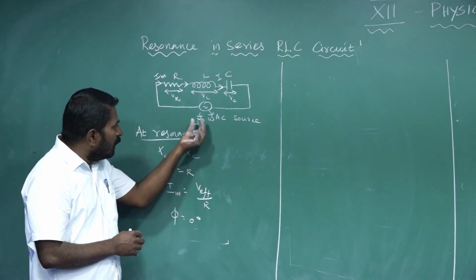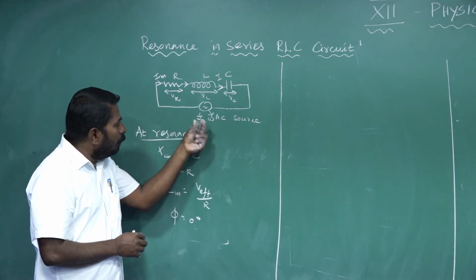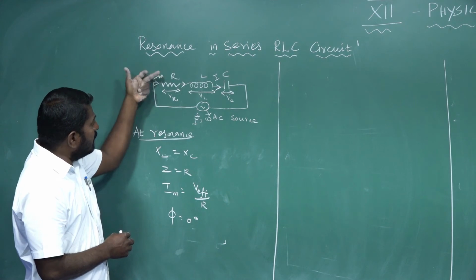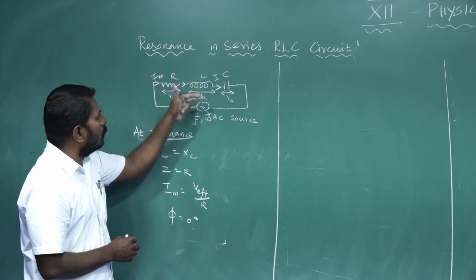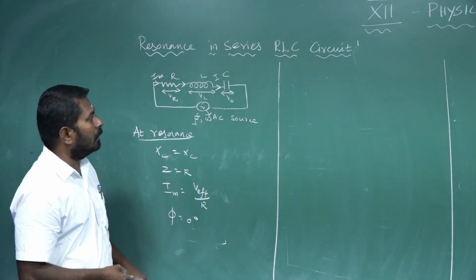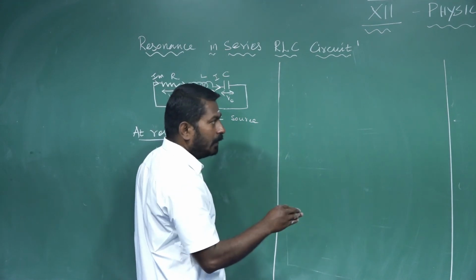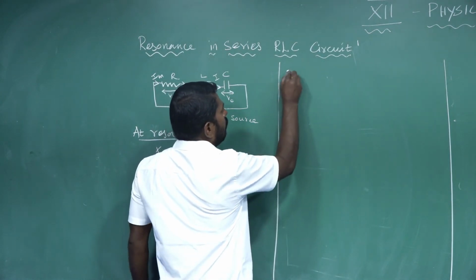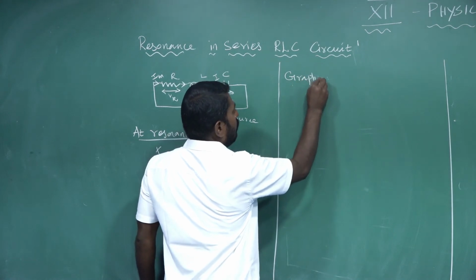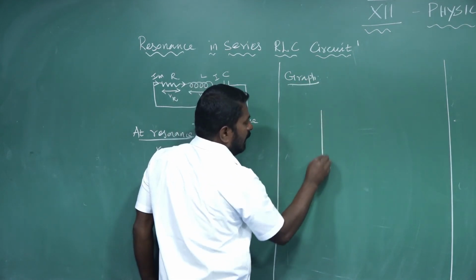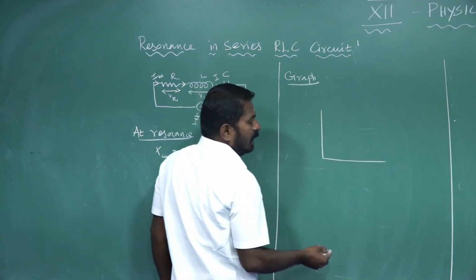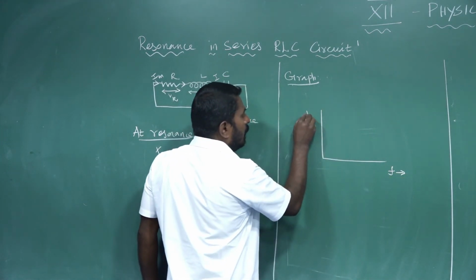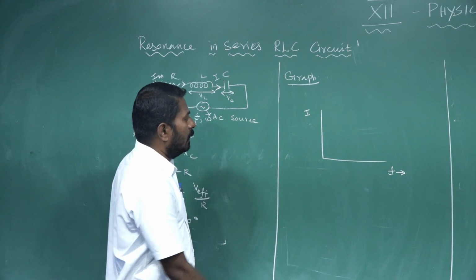How does the current vary with the frequency of AC voltage around the resonant frequency? If resistance is changed, what happens to the current through the series RLC circuit at resonance? We are going to see this on the basis of a graph. We plot the graph with frequency of AC voltage taken along the x-axis and current through the series RLC circuit taken along the y-axis.